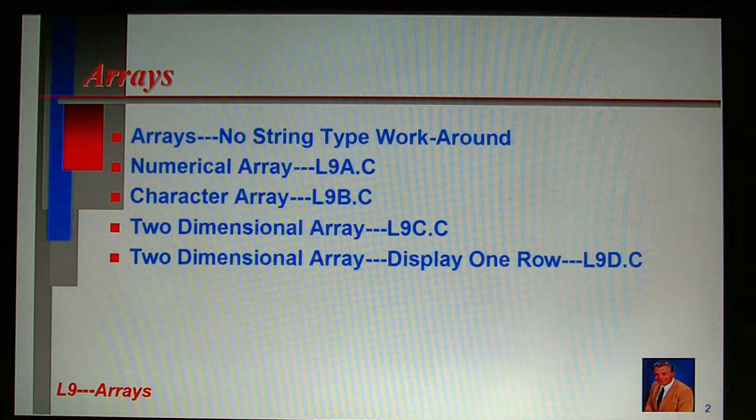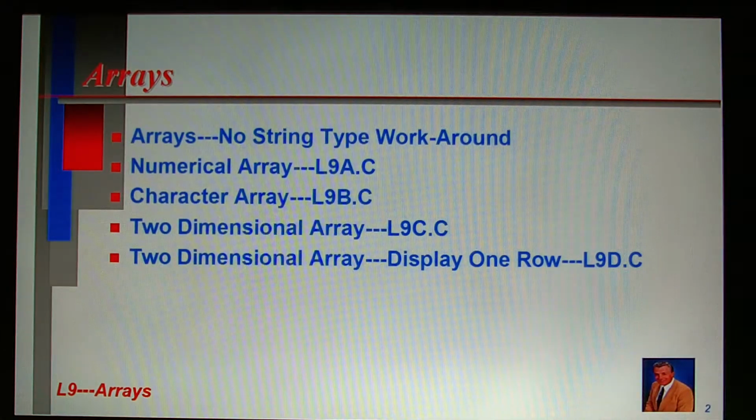4 C computer program models are used to demonstrate array processing, where array processing in the C computer programming language was used initially to provide a workaround for remedying C's lack of a string data type. In this case, a single-dimensional array is provided as a workaround for the string data type. C computer program models L9A.C and L9B.C demonstrate single-dimensional arrays.